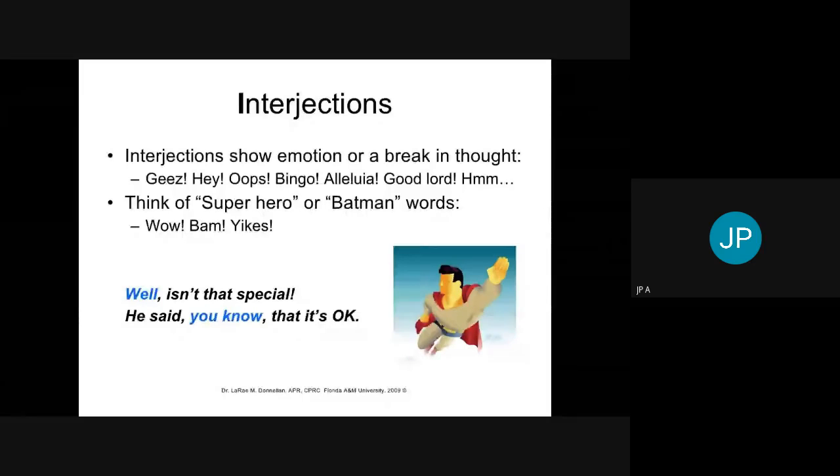Bam indicates something suddenly happening, a blow. Then yikes. Yikes indicates shock or alarm; it is a feeling of shock that yikes indicates. This is on the slide. Wow is an indication of wonder. And geese is an indication of surprise. That is also on the slide.